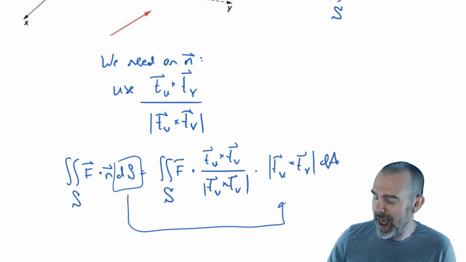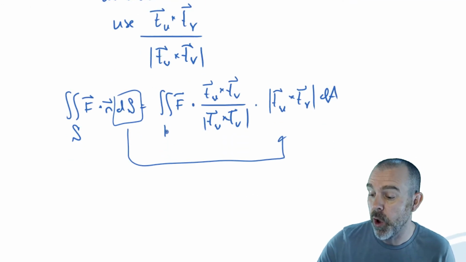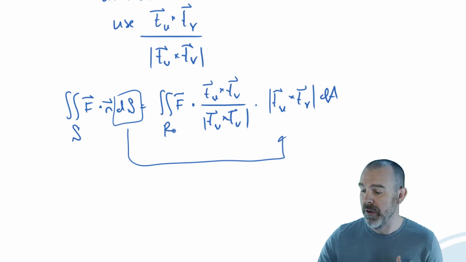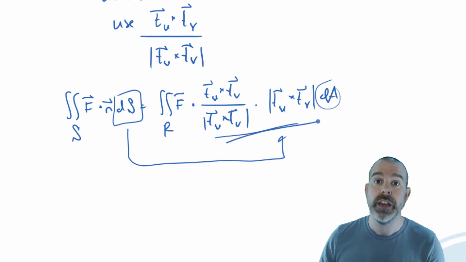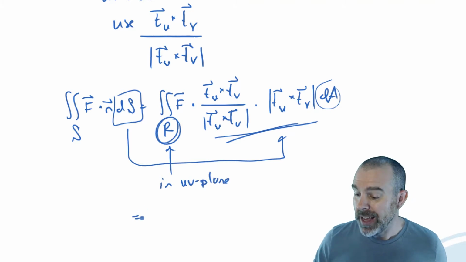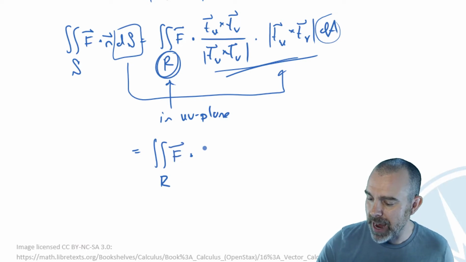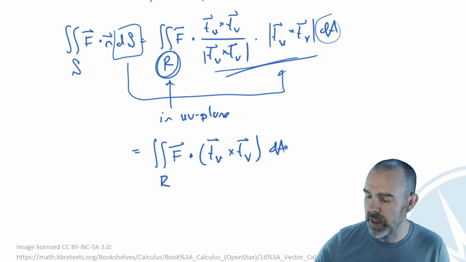And so interestingly, this shouldn't be the double integral over the surface. This should be the double integral over the region, because now we've parameterized it. This is all in terms of u and v, so it should be a double integral over the region in the uv plane. You can see the magnitudes are going to simplify. So the flux integral is the double integral over the region in the uv plane of the field dot product with the cross product of tu and tv, and then dA, again in the uv plane.